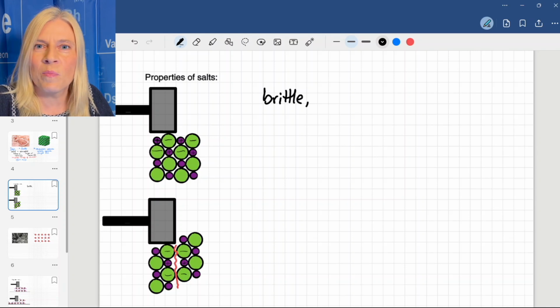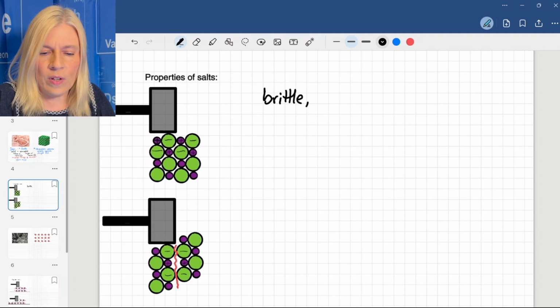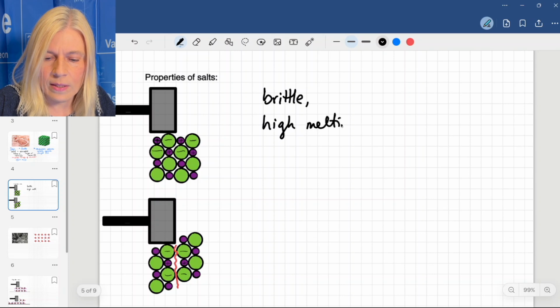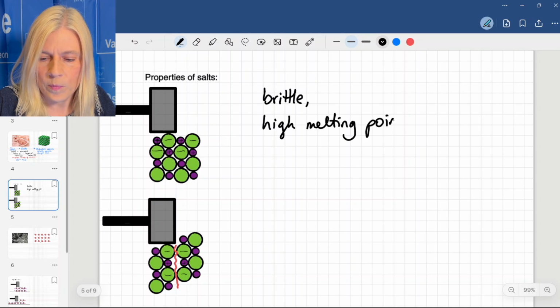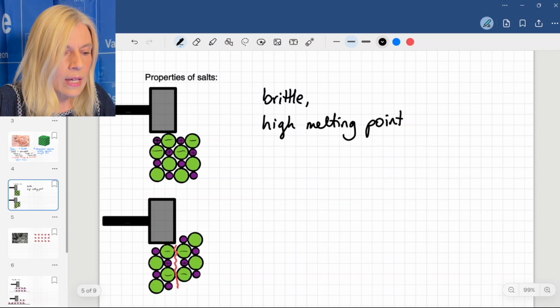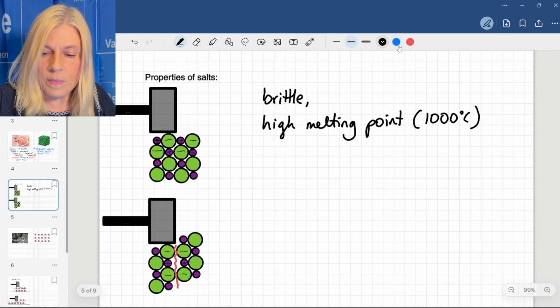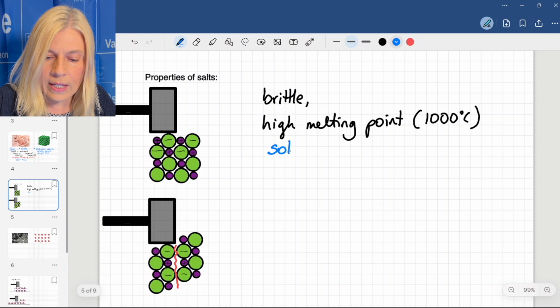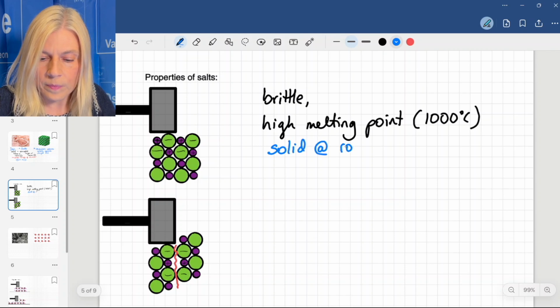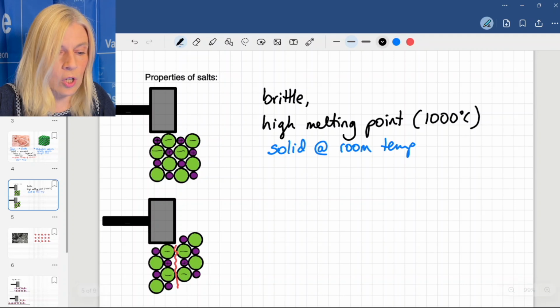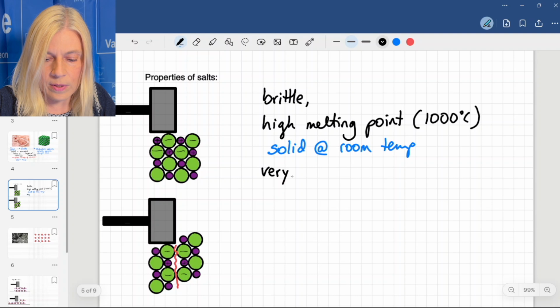And talking about melting, if you think about putting it into gas, it's even higher. So they are brittle. They have high melting points. So like I'm going to say thousands of degrees. So that means that they are all solid at room temperature. They have very high boiling points.